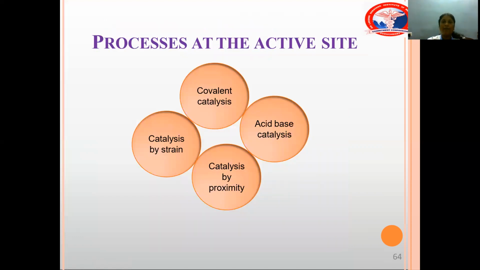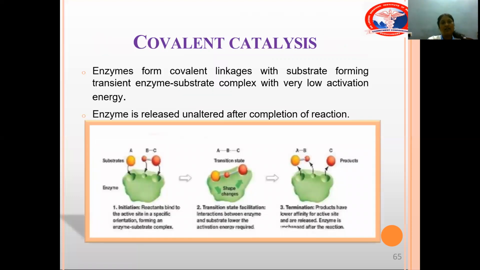What are the processes which are happening at the active site which favor enzyme catalysis? Covalent catalysis, catalysis by proximity, acid-base catalysis, and catalysis by strain. Covalent catalysis. Here the enzyme will form a covalent linkage with the substrate, forming a transient enzyme substrate complex with very low activation energy. This enzyme substrate complex formed in an enzyme catalyzed reaction has low activation energy, and at the end of the reaction you will get back the free enzyme.